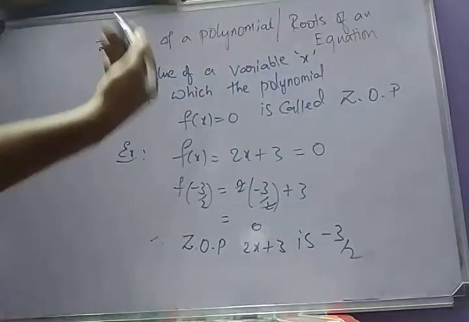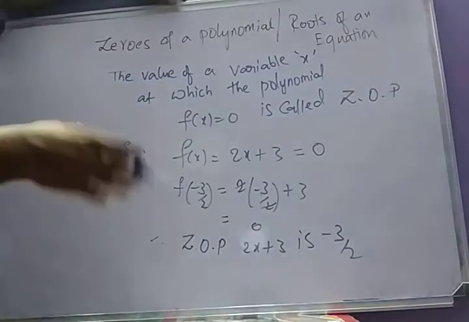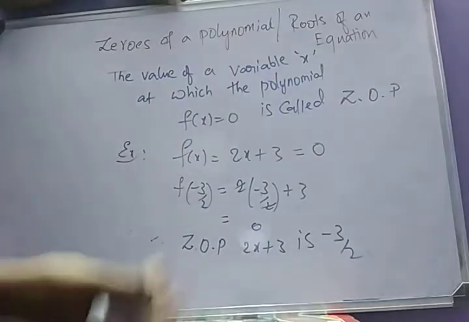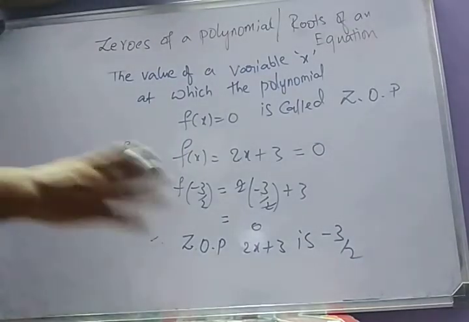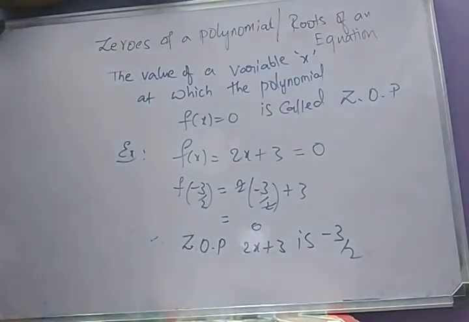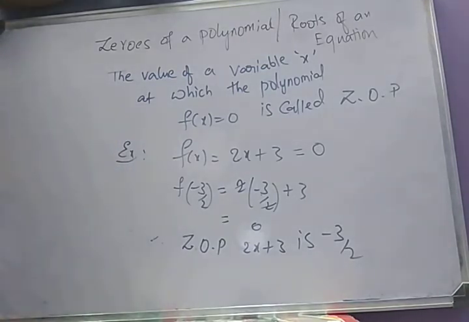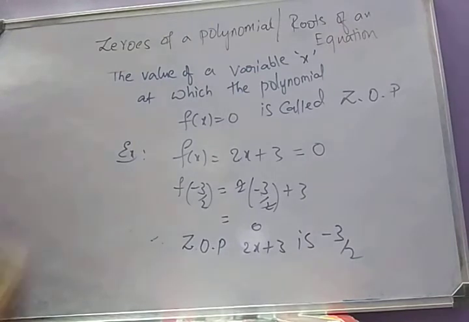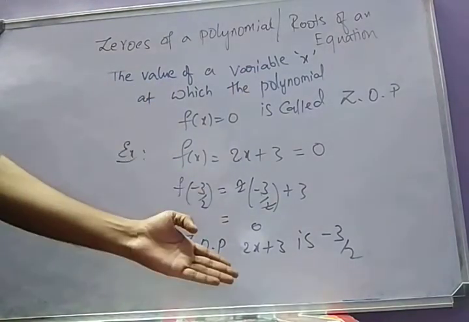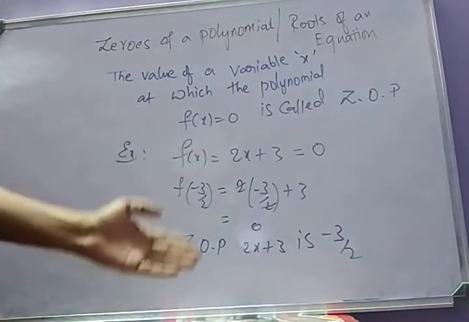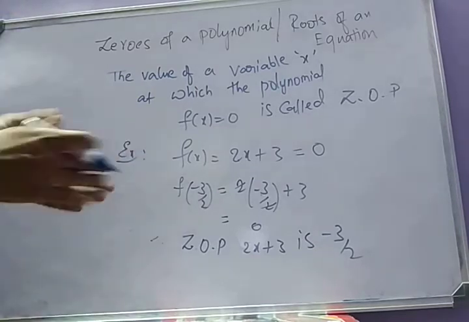Similarly, we can also find zeros of the polynomials, quadratic polynomials, cubic polynomials, etc. All these things we have learned already in 9th standard of CBSE or State Board in polynomials chapter. See, when it comes to polynomials, we will call them as zeros, and when it comes to equations, we will call them as roots. Just the terminology will change.